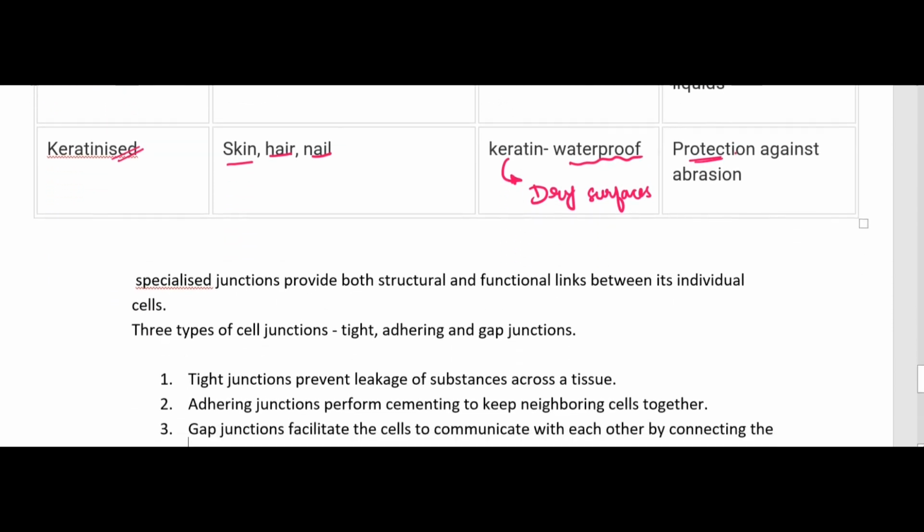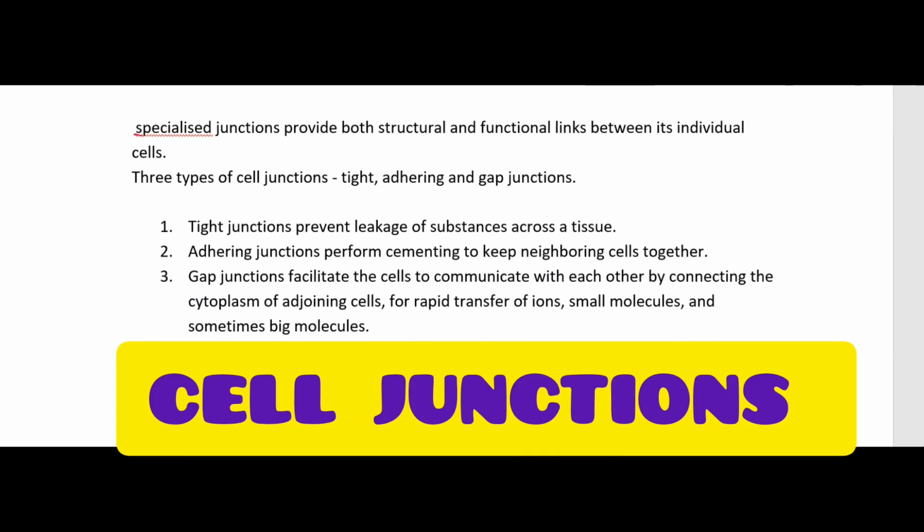Okay, now we talk about cell junctions. Cell junctions are specialized junctions which provide structural and functional links between the cells. Understood? So let's look at the types of cell junctions. First is the tight junction. It is not going to allow any leakage, so it holds the substances inside tight. Just by the name, we know that tight junctions prevent leakage of substances across the tissues.